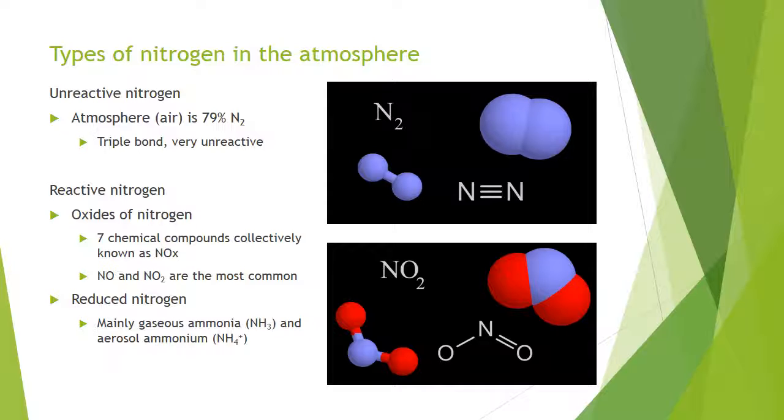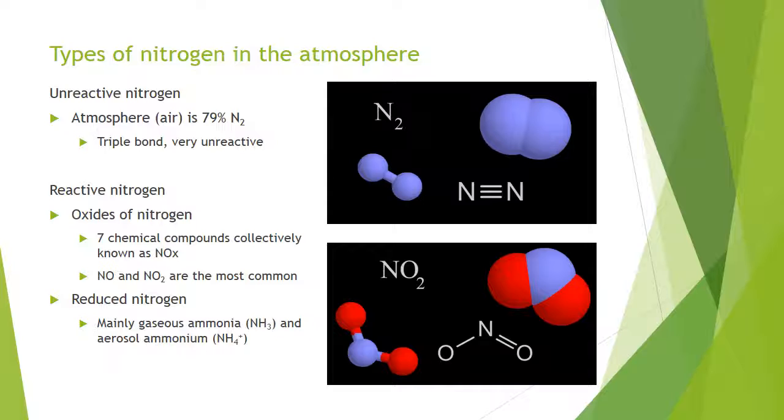nitrogen atoms. And then there's reactive nitrogen with oxides of nitrogen, or NOx, and there's 7 compounds collectively known as NOx, and they are NO, or nitric oxide, NO2, nitrogen dioxide, N2O, nitrous oxide, N2O2, dinitrogen dioxide, N2O3, dinitrogen trioxide, N2O4, dinitrogen tetraoxide, and N2O5, dinitrogen pentoxide. NO and NO2 are the most common.